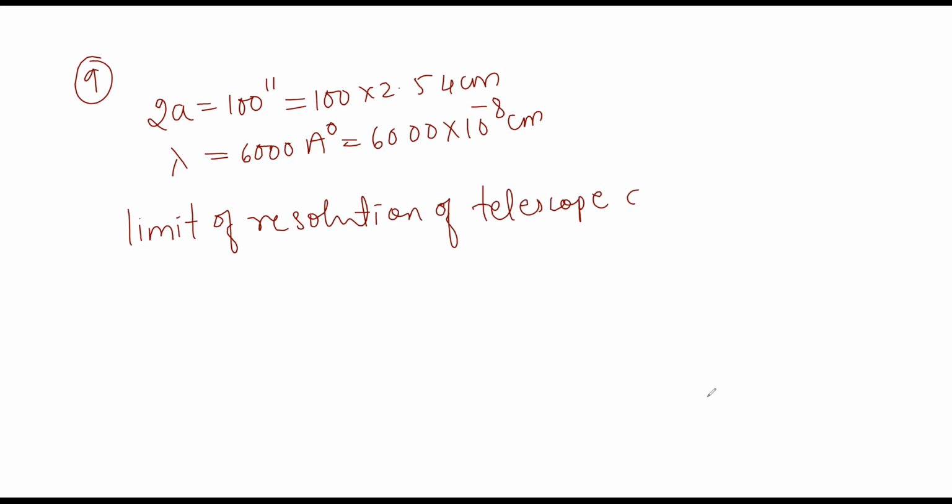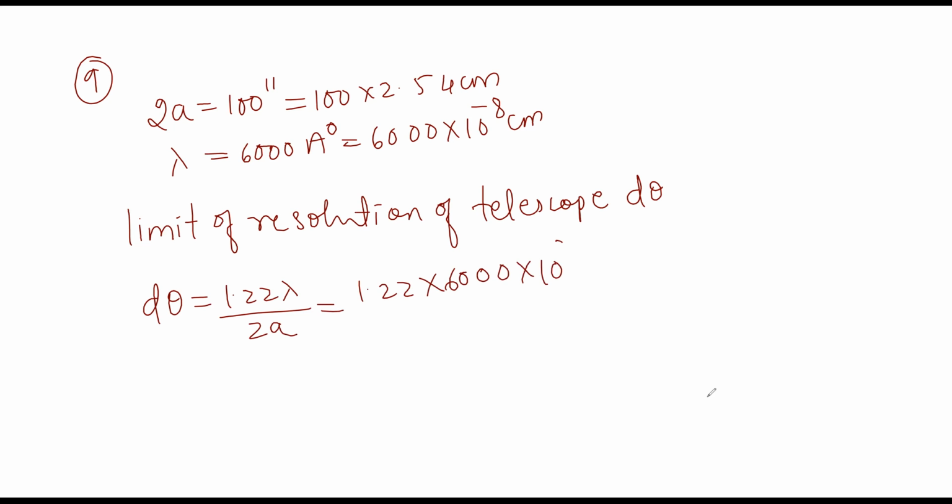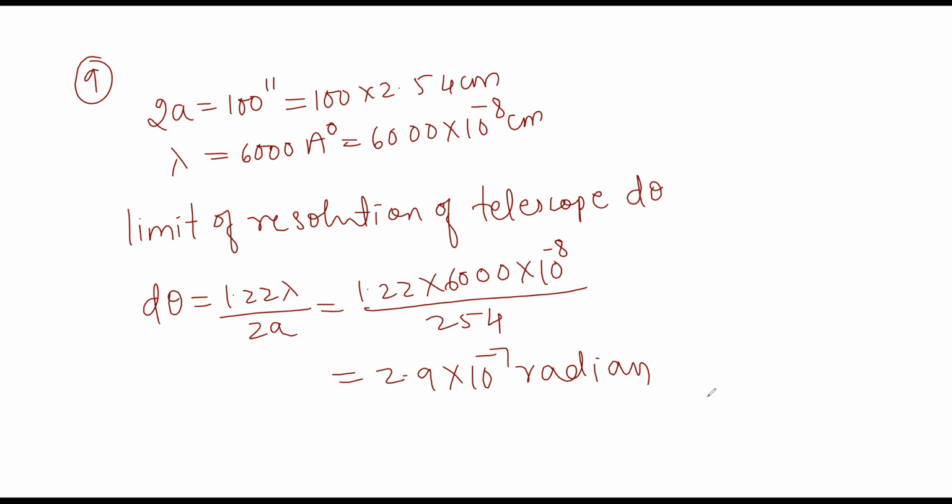So d theta is given by the formula d theta is equal to 1.22 lambda divided by 2 times a. With lambda, the wavelength, as 6000 into 10 to the power of minus 8, divided by 2 into a, we get 254. Simplifying, we get 2.9 into 10 to the power of minus 7 radian. So this is the solution for the 9th question.